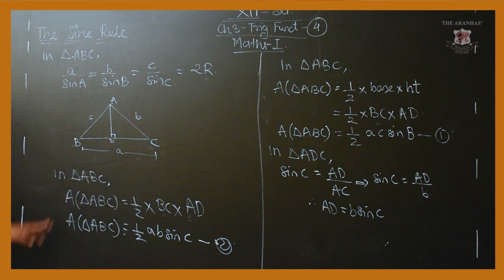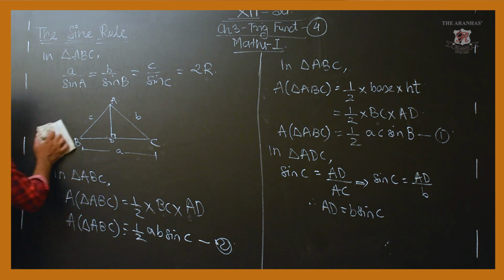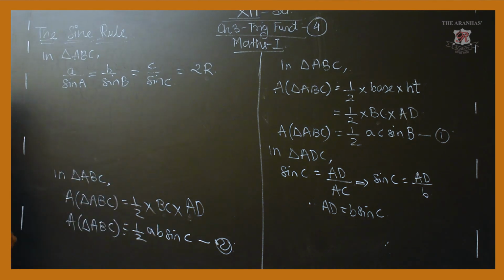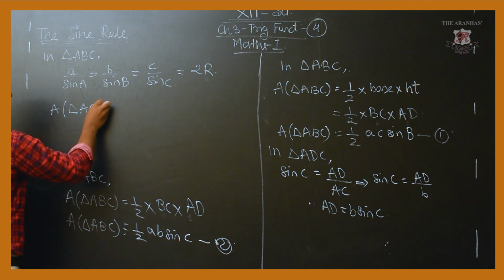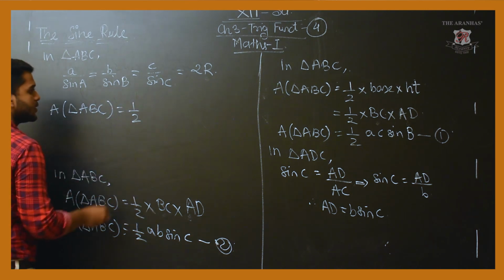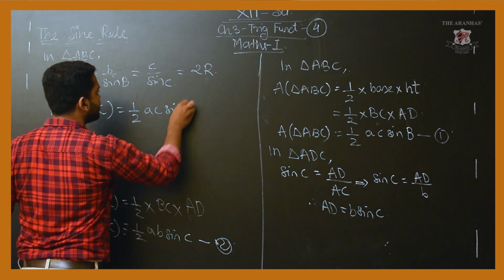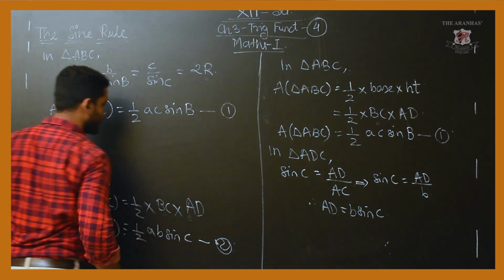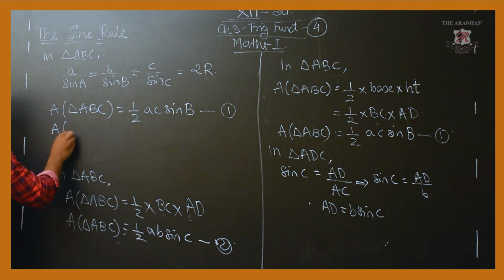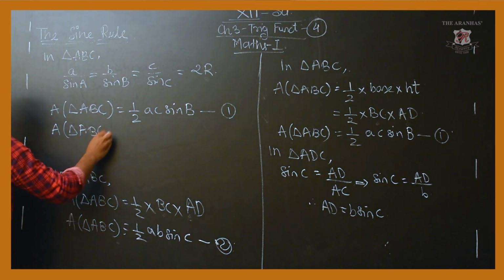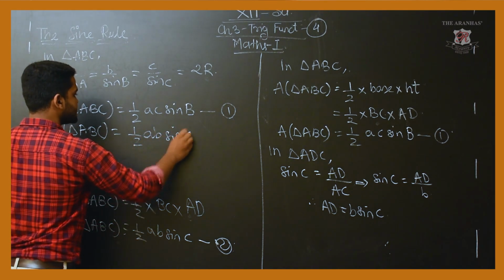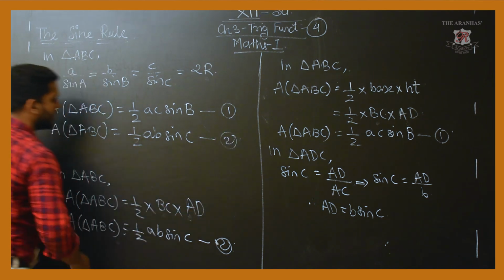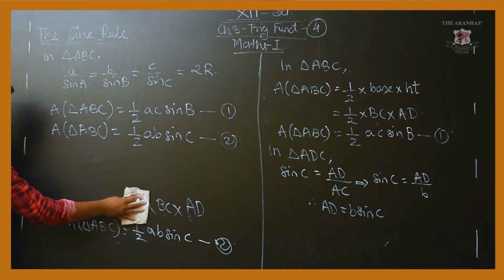Got it? Now, we have got two equations. These two equations are required to us, so I'll write them over here. The area of triangle ABC is half a c sin B. That is my first equation. And this is my second equation: the area of triangle ABC is half a b sin C. Now similarly, we'll do it for angle A.